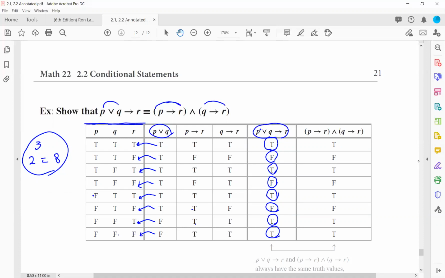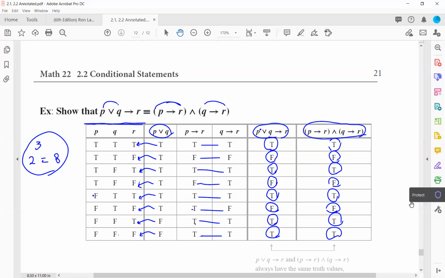True and true, true. False and false, false. True and true, true. False and true, false. True and true, true. True and false, false. True and true, true. True and true, true. If you compare these two last columns, you can see they are exactly the same. So you can conclude that these two compound statements are the same.